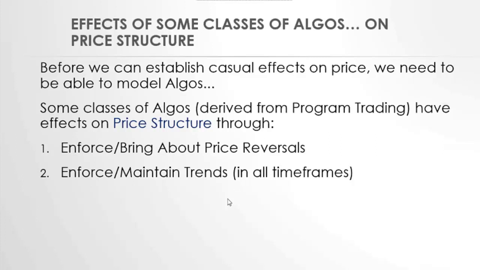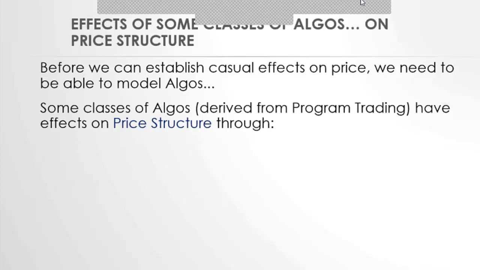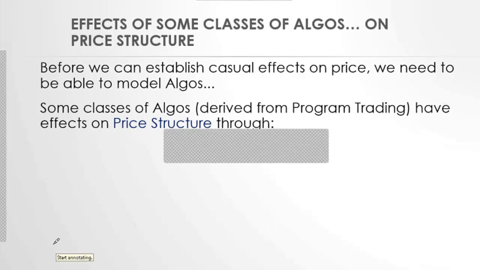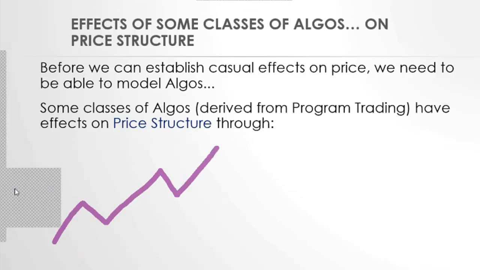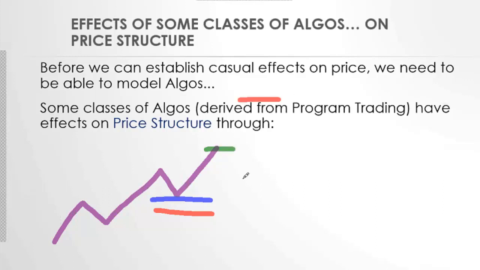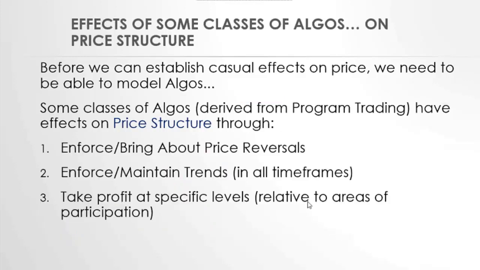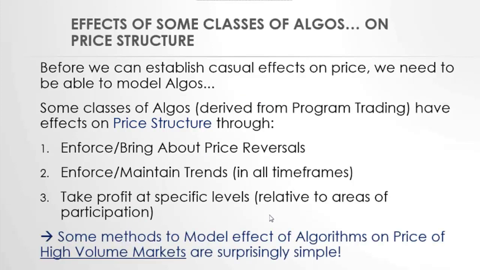So algorithms also take levels relative to areas of participation. Relative to areas of participation means that if there is a trend and algorithms participate in this area here, every time we identify this area, automatically we also identify two targets, first and second target. And you'll be amazed how algorithms take profits with regularity at one of these two targets. So again, the point here: take profit at specific levels relative to the areas where the participation came in.